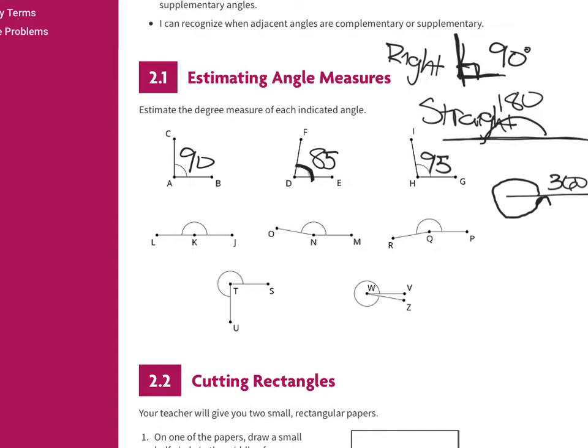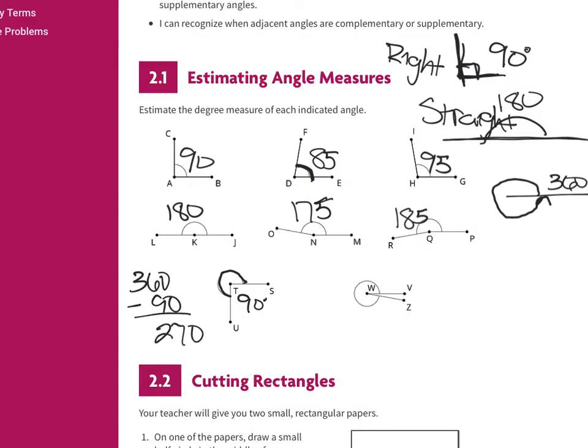LKJ looks like a straight line to me, so we're going to say 180 degrees. ONM looks like a little less than 180, so I'm going to say 175. RQP looks a little bit more than 180, so I'm going to say 185. STU, now if you notice the curved part is on the outside. So the inside looks like a 90 degree angle. All the way around is 360, so 360 minus the 90 is 270 degrees. Okay?